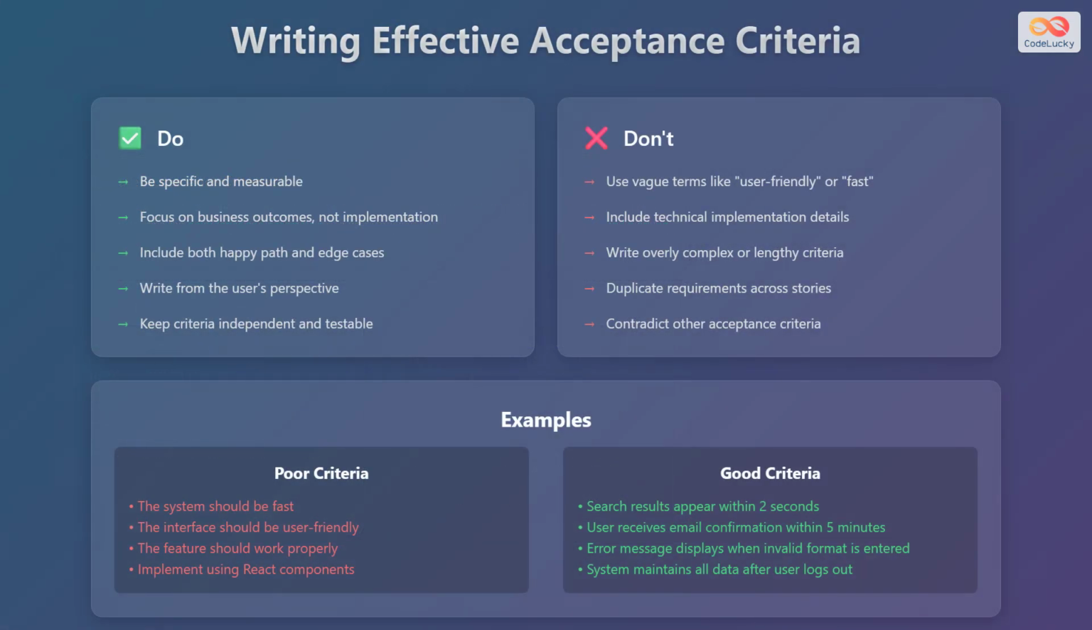When writing acceptance criteria, be specific and measurable, focus on business outcomes, include both happy path and edge cases, write from the user's perspective, and keep the criteria independent and testable. Avoid vague terms, technical implementation details, overly complex criteria, duplicated requirements, and contradictory criteria. For example, a poor criterion would be, the system should be fast. A good criterion would be, search results appear within 2 seconds.